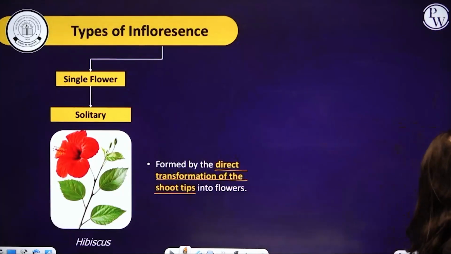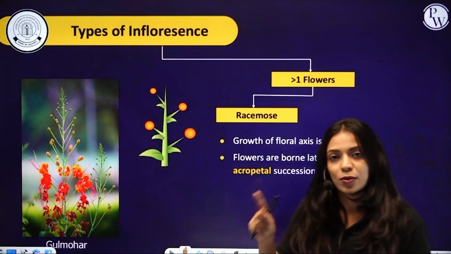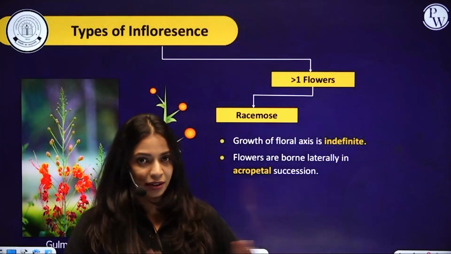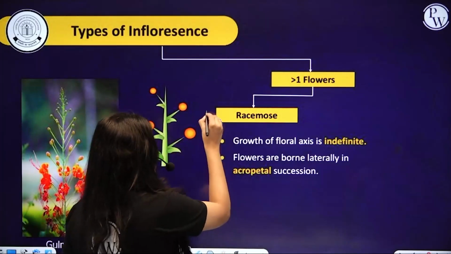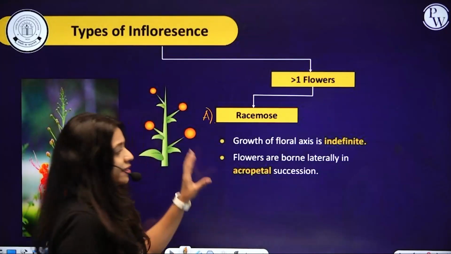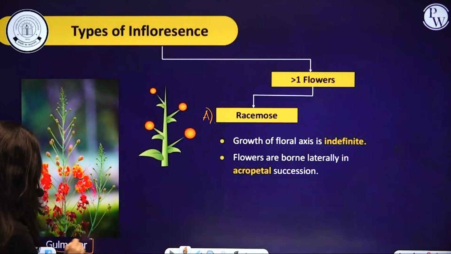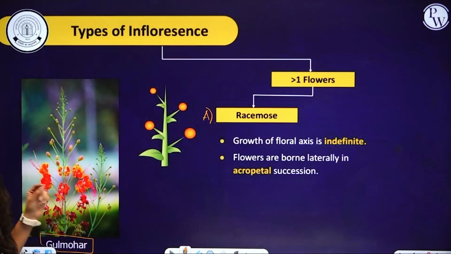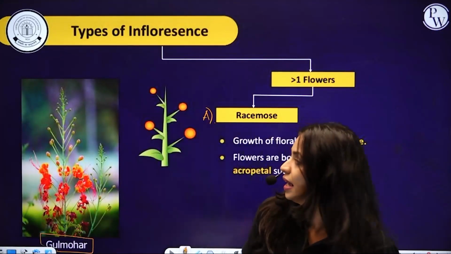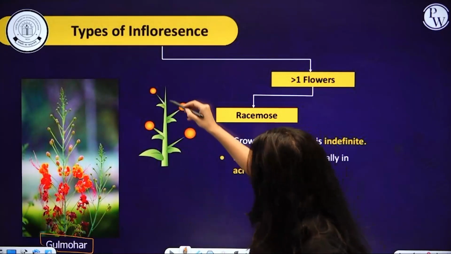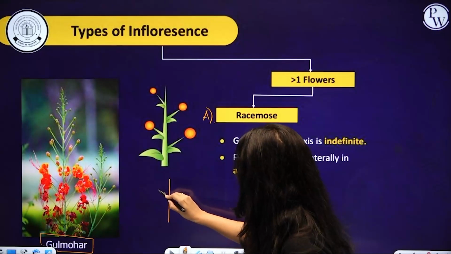Okay. Now let's move on to learn about the other types of inflorescence where there is more than one flower arranged together. All right. Let's start with racemose inflorescence. In racemose inflorescence, Gulmohar or the pea family, Fabaceae family, is a very good example for showing racemose type of inflorescence. Look at the floral axis. This is the floral axis. This is the axis on which the flowers are borne.